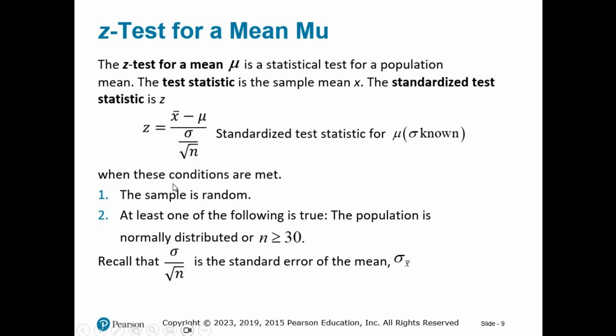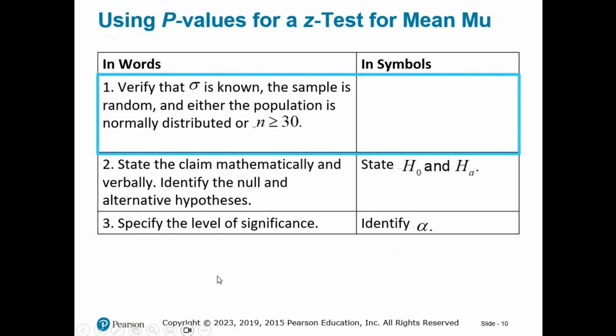Okay, so how are we going to use this z-score formula? Let's go over this in words and symbols. First, we need to verify that sigma is known. Do we have a population standard deviation? Is the sample random? And is either the population normally distributed or is the sample size greater than or equal to 30? If all these check out, we then gather the data we're going to need. For example, we know we're going to need sigma, or standard deviation, and sample size, or n, so those will be important to grab. Next, I want to state my null and alternative hypothesis.